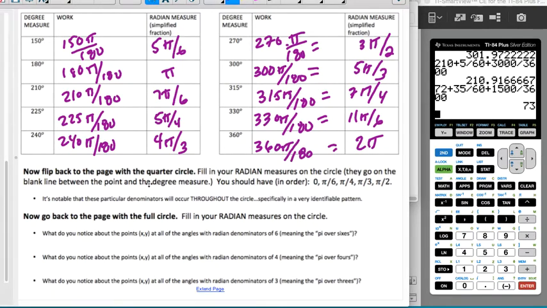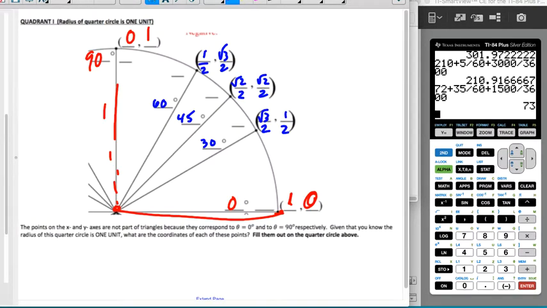Okay, so what we're going to do is flip back a page. They want me to flip back to the page with the quarter circle, and by they I mean me, because I'm the one who wrote this ages ago. So here's the page with the quarter circle, and we're going to fill this in. This was a 0, this was a pi over 6, this was a pi over 4, and this was a pi over 3, and pi over 2, okay? So those are my values.